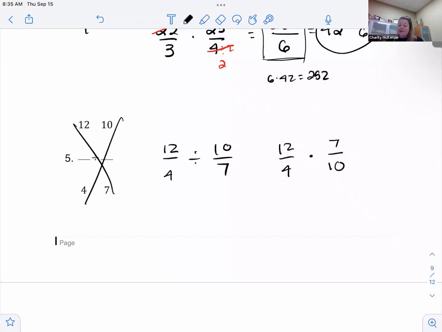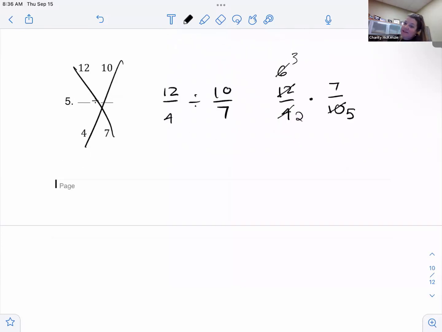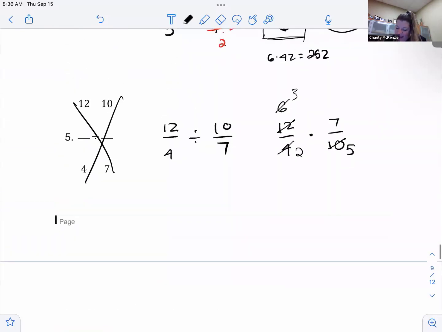Okay, so then we can again look at any cross canceling. I can see 10 and 12 are both divisible by 2. I can also see that 2 goes in here and here, leaving a 3 and a 2. So you can reduce that way as well. And then times straight across. So 3 times 7 is 21. 2 times 5 is 10. So I have 21 tenths, which 10 goes in there 2 times with 1 extra. So 2 and 1/10. Either one is fine.